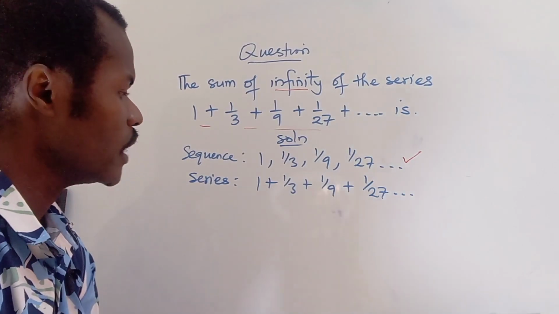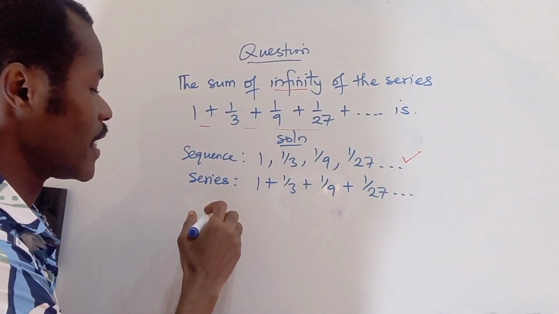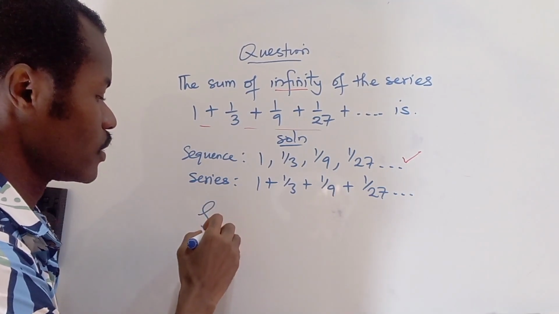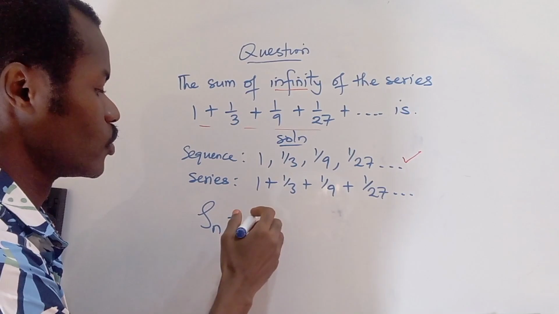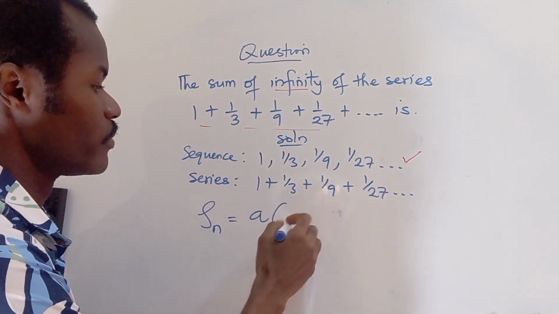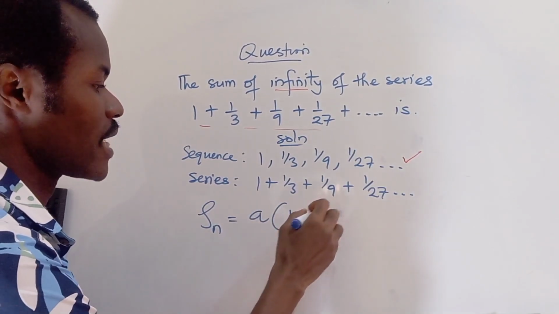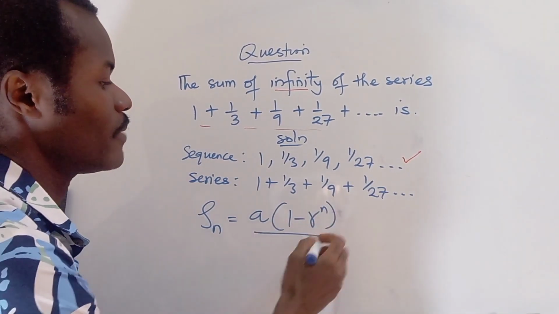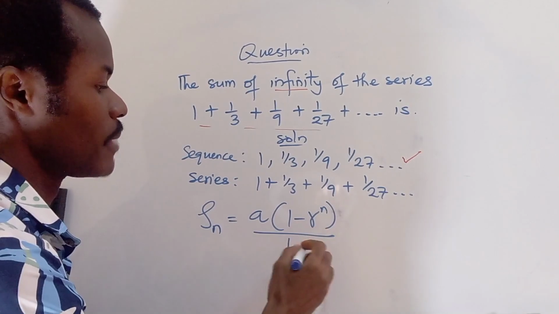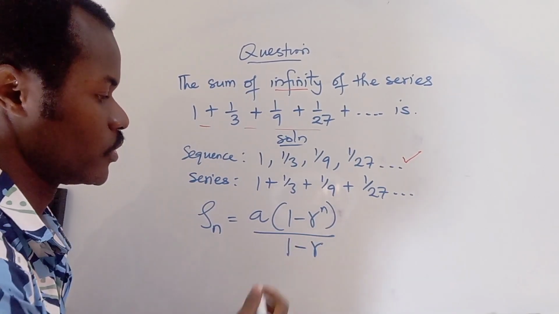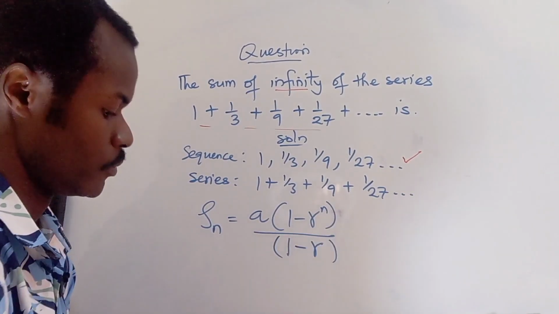Whichever way you keep it and solve, it's still fine. Now, we should remember a formula that says the sum of n terms is equal to a, in brackets, 1 minus r raised to the power of n, divided by 1 minus r, just r without the power.